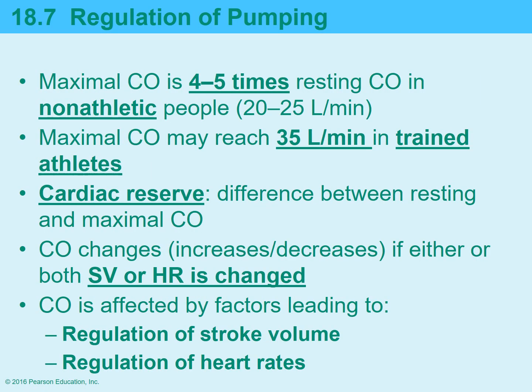In terms of regulation of the pumping, the maximal cardiac output is about 4 to 5 times resting cardiac output in non-athletic people. The cardiac output, the maximum amount, can be much higher than that in athletes. They've got the training there. Cardiac reserve is the difference between the resting and the maximal cardiac output. So how does that cardiac output change, increase or decrease, if you change either the stroke volume or the heart rate?